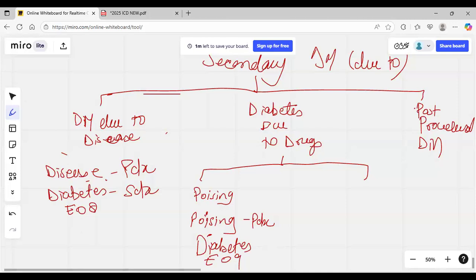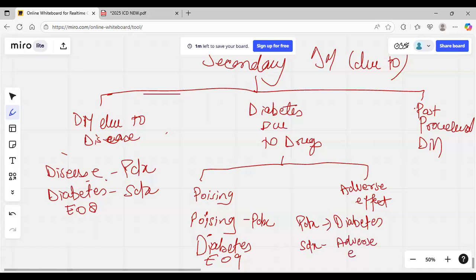And the second situation is when the patient has diabetes due to the adverse effect of the drug. So whenever a patient has any condition due to the adverse effect of a drug, in that case, you have to code the effect, that means diabetes, at the primary position. Your diabetes code will be your primary, and you have to keep the adverse effect at the secondary position.